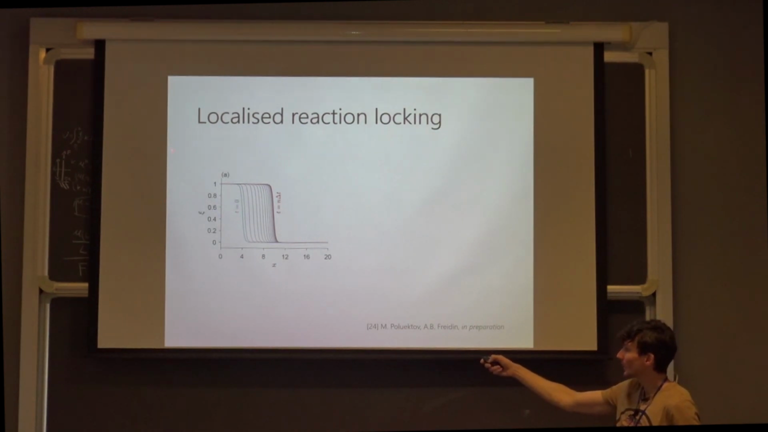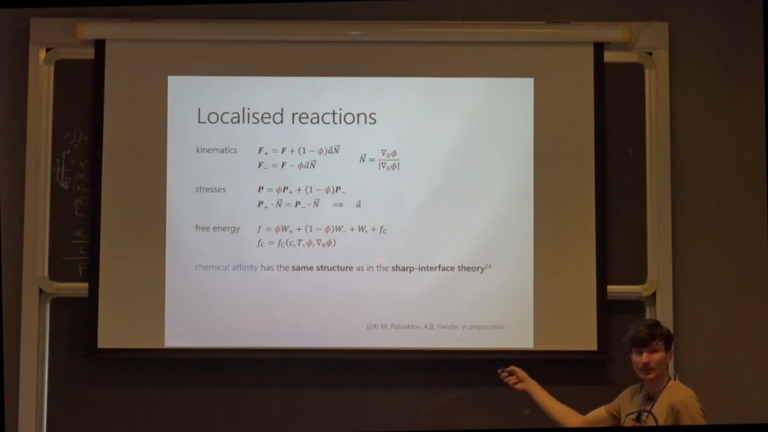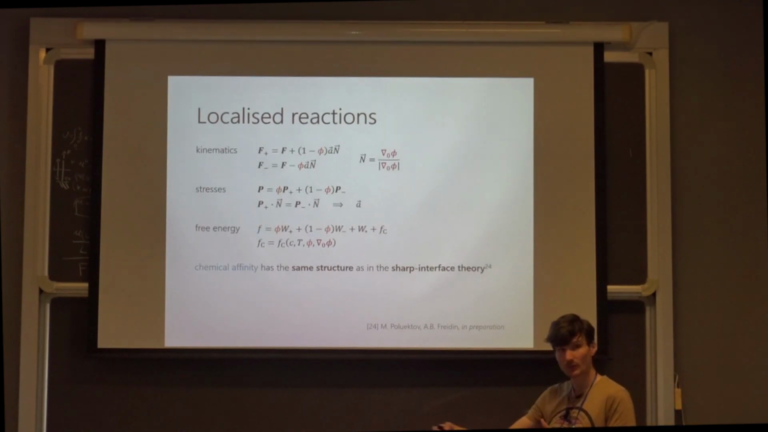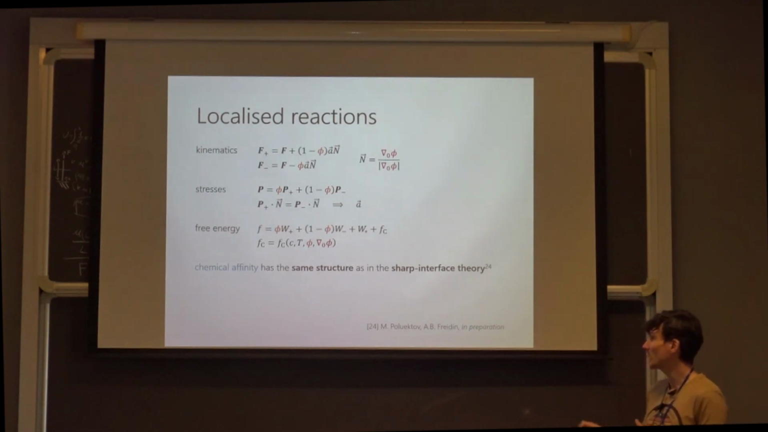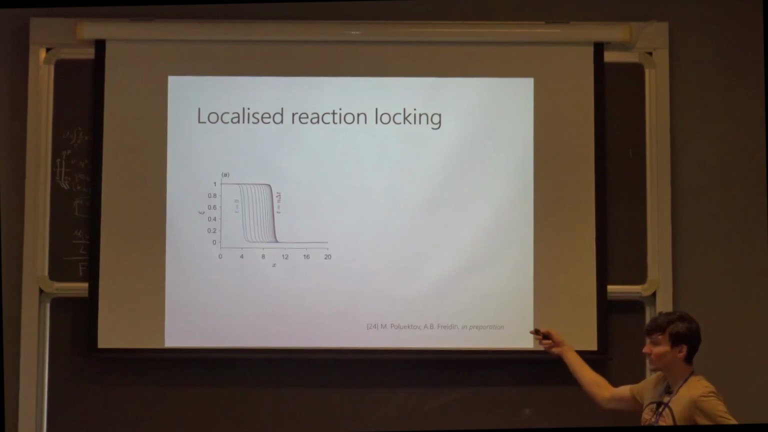So the first thing is that our main result was that the chemical affinity, in this case, will have the same structure as the sharp interface theory. So in the limit, in our phase field description, we can get the sharp interface theory, and we have proved that. We haven't published that yet, though. And so we model the reaction locking again.